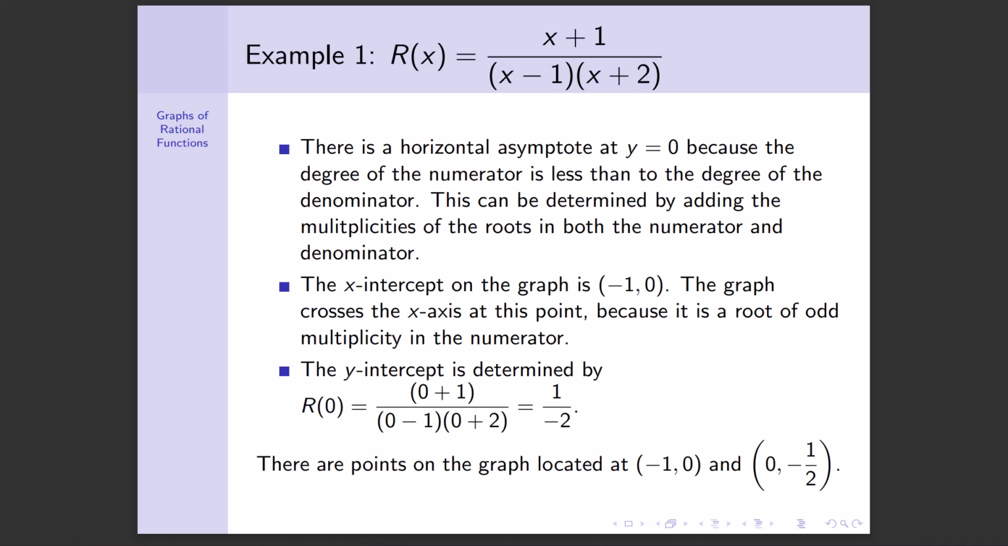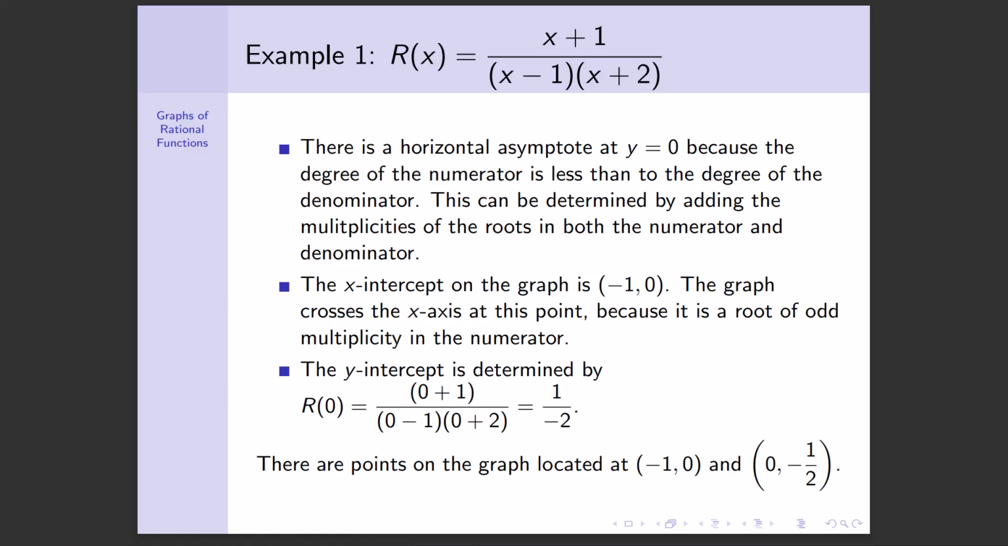There is a horizontal asymptote at y equals 0 because the degree of the numerator is less than the degree of the denominator. This can be determined by adding the multiplicities of the roots in both the numerator and denominator, or we may simply count up the number of factors in this case.